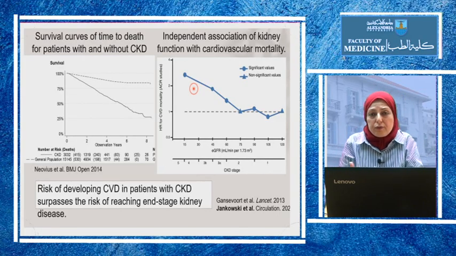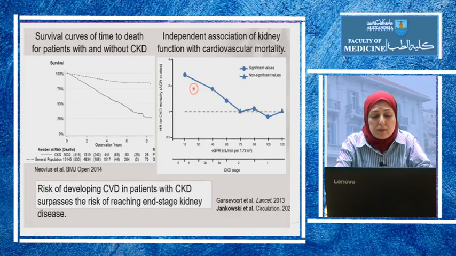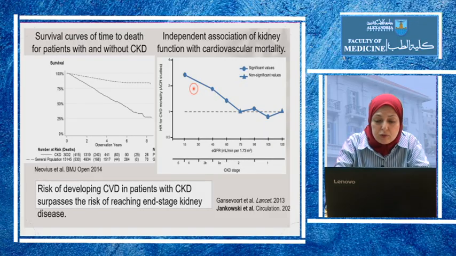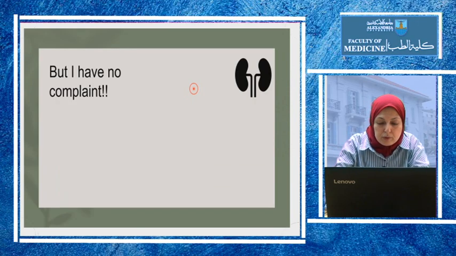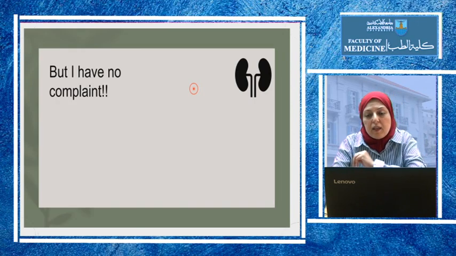So patients with chronic kidney disease are more likely to die from cardiovascular disease than to progress to end-stage kidney disease, and therefore they should be treated as very high cardiovascular risk, and their cardiovascular risk should be treated, and even maybe more important than treating the progression of chronic kidney disease.